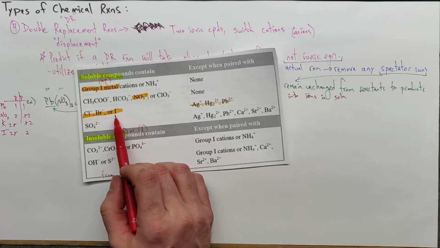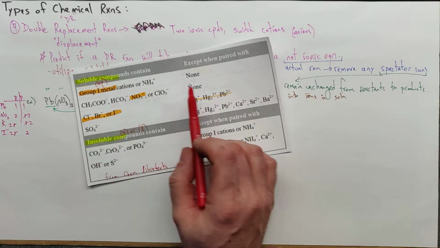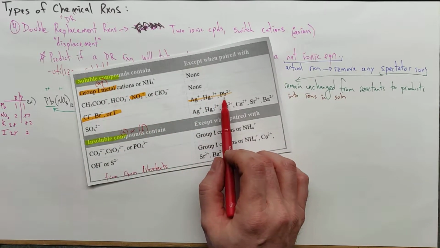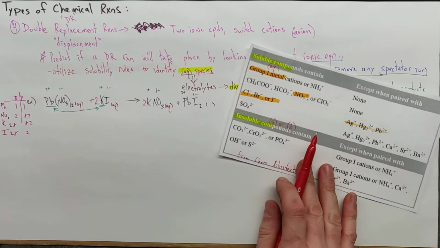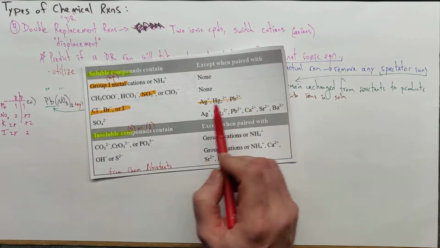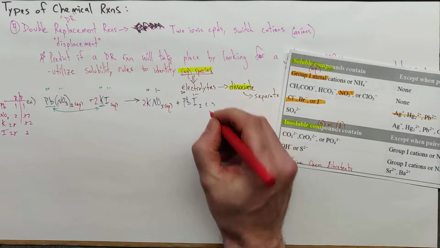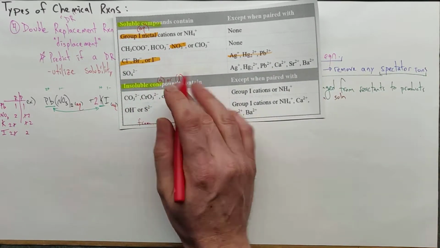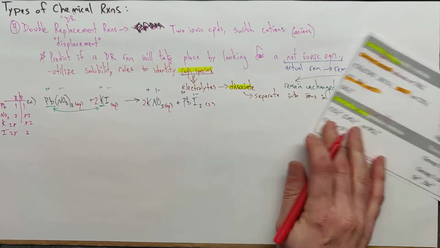Ooh, there's an iodide. And it's going to be soluble unless I have lead, silver, or mercury. And I happen to have lead, right? So once again in slow-mo, there's an iodide. It's going to be insoluble with lead. Lead happens to be one of the exceptions. So it's going to be insoluble. A solid is what we put, all right?